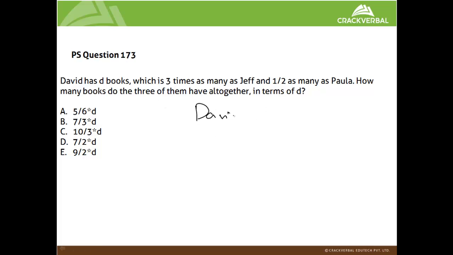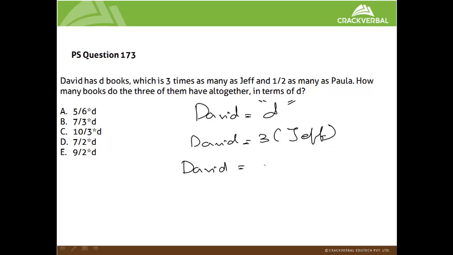So David has D books, which is 3 times as many as Jeff. That means David has 3 times as many as Jeff. And half as many as Paula. David has half as many as Paula. So this D is nothing but 3 times Jeff, and this D is nothing but half of Paula. How many books do the 3 of them have altogether in terms of D?